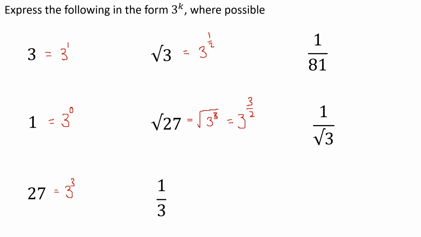So our next example, we need to write this so our base needs to be 3. So what's another way of writing this? So we get a fraction. So rule 4, we can do it as a negative power. A negative power just means that we can write it as a fraction. So it would be 3 to the minus 1.